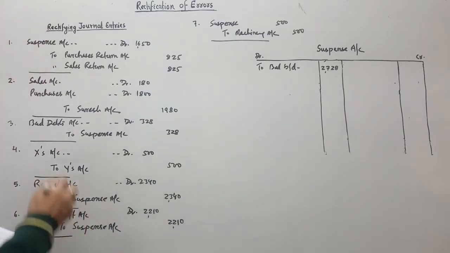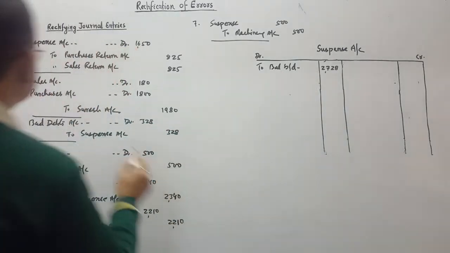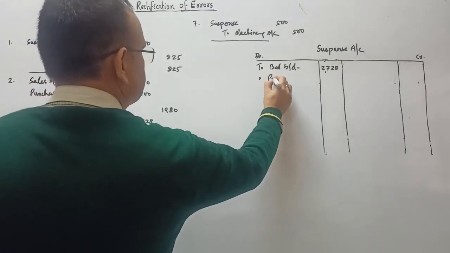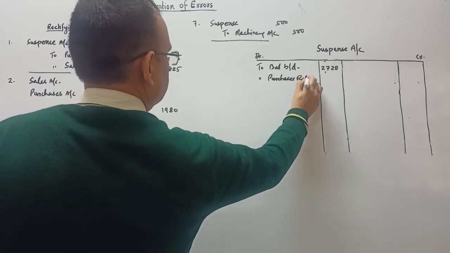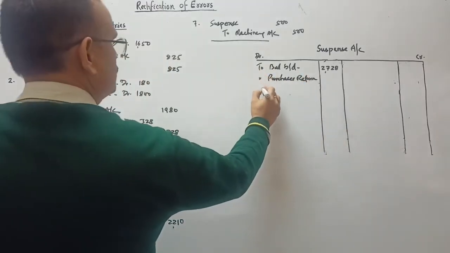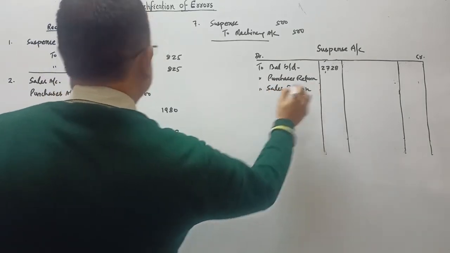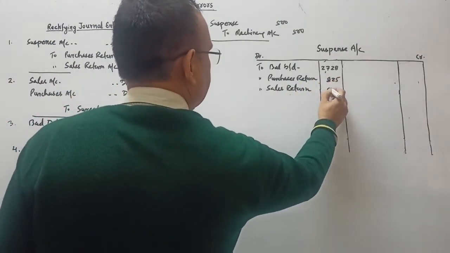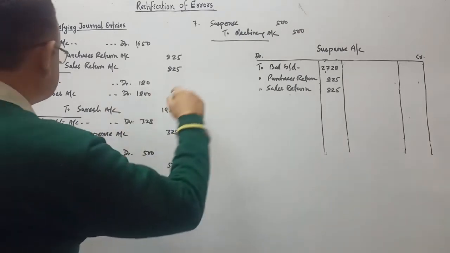Now we'll do the posting to the suspense account. Already there is a balance brought down. Suspense account is on debit, so we'll do the posting in the debit side to purchase return and to sales return. So purchase return is 825 and sales return 825. Next is suspense. Here the suspense is in credit, so on the credit side we will do the posting.